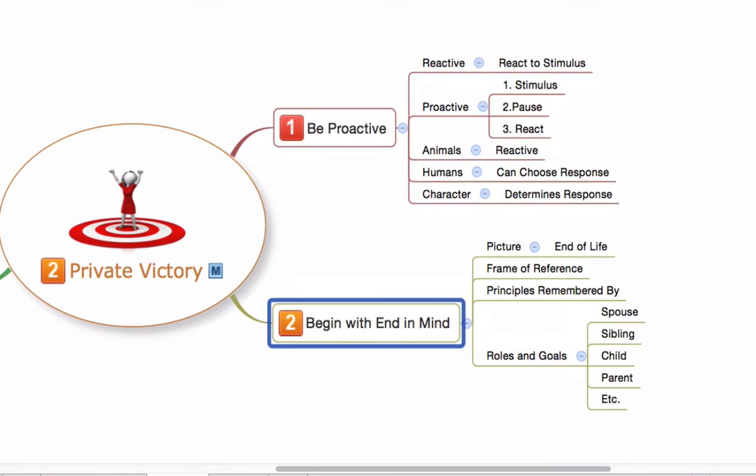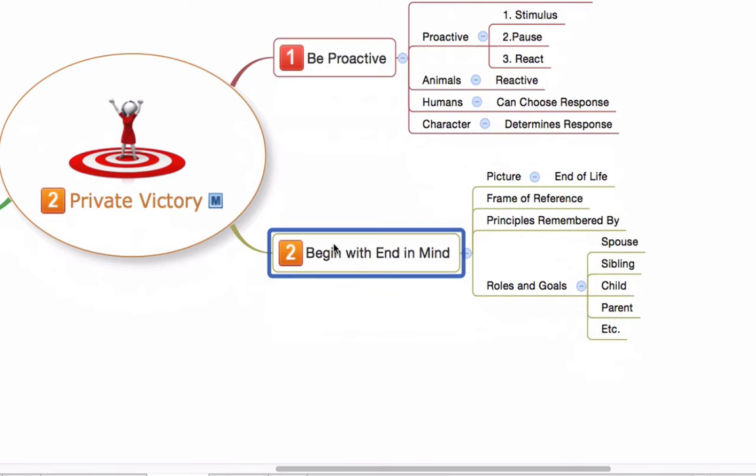The first step in doing anything is beginning with the end in mind. He made a statement that everything is created twice, first in your mind and then in reality. Now, picture yourself lying on your deathbed. I know it's a bit morbid, but please bear with me. Picture the people around you. Picture what they are saying about you. What are the principles that you want to be remembered by? This becomes your frame of reference.